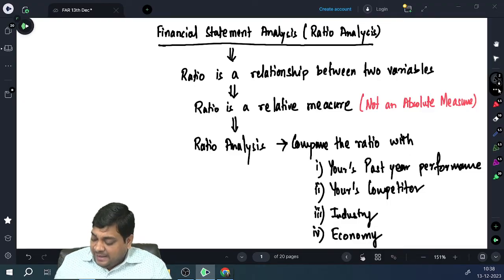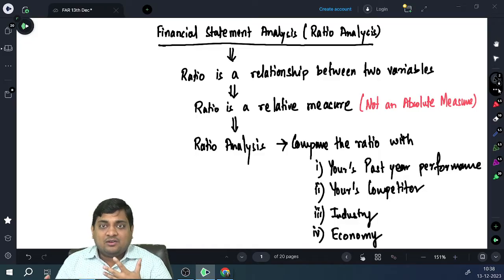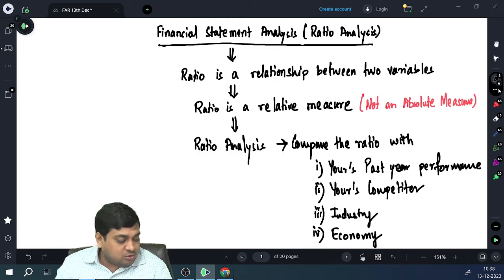Now there are different types of ratios. You have ratios related to profitability of the organization. Then you have ratios related to the liquidity part, the ratios related to your solvency part, right? There are a lot of different types of ratios you have. Let us go through one by one.